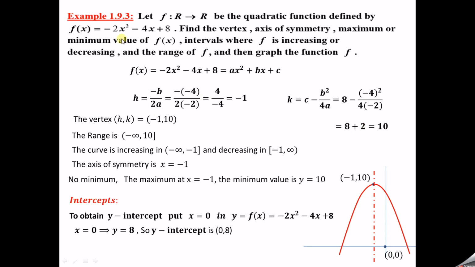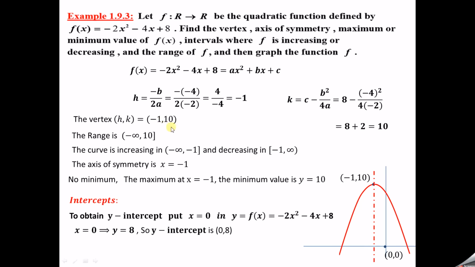And thereafter, looking at the x square coefficient, we can see whether it is upwards or downwards. So here a is negative, so the parabola will be downwards. And the vertex is at this point, (minus 1, 10), which is not on the x-axis, and not on the y-axis.